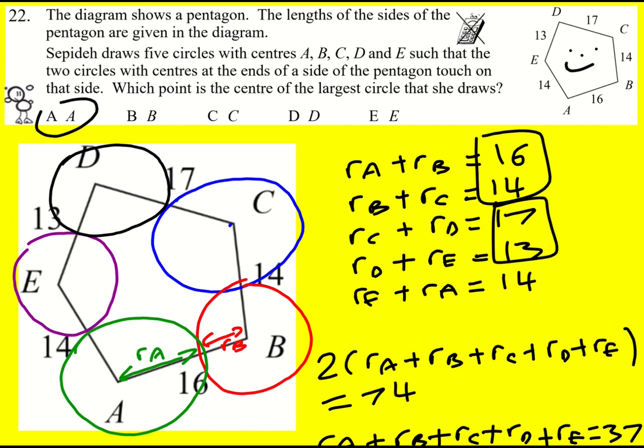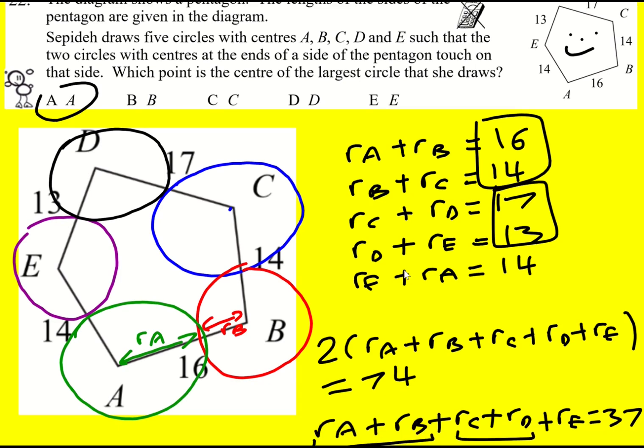Nicely done. This kind of approach comes up fairly frequently in maths challenge problems, like constructing simultaneous equations, but then just adding them all together. Sometimes you have to solve it, sometimes you're just trying to find the sum, or the sum of all the radii, for example.